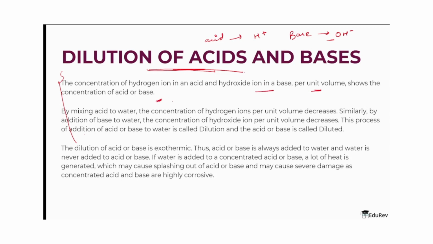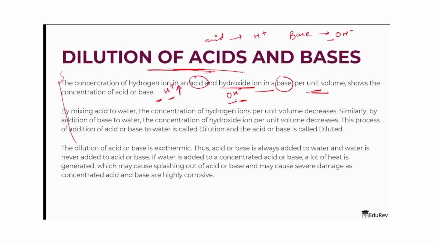This is pretty simple to understand: whatever the concentration of hydrogen ion, that is H positive ion, in your acids is going to be there, and whatever concentration of OH negative, that is my hydroxide ion, in base is going to be there per unit volume. This shows me the concentration of what? Acid and base. Obviously, if there are more H positive, that means the acid is more concentrated. And similarly, if there are more OH negative ions, this means the base is more concentrated.